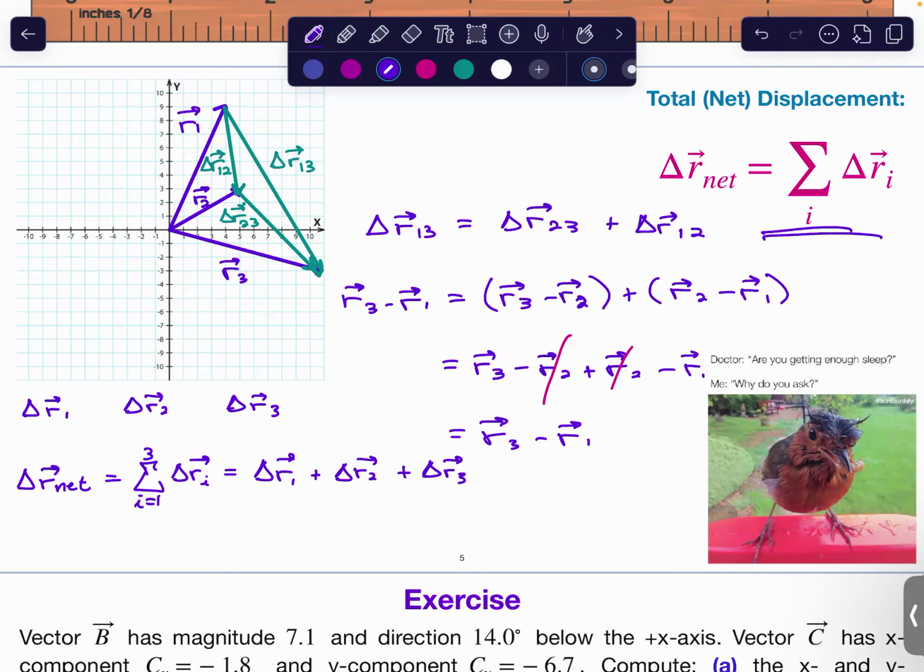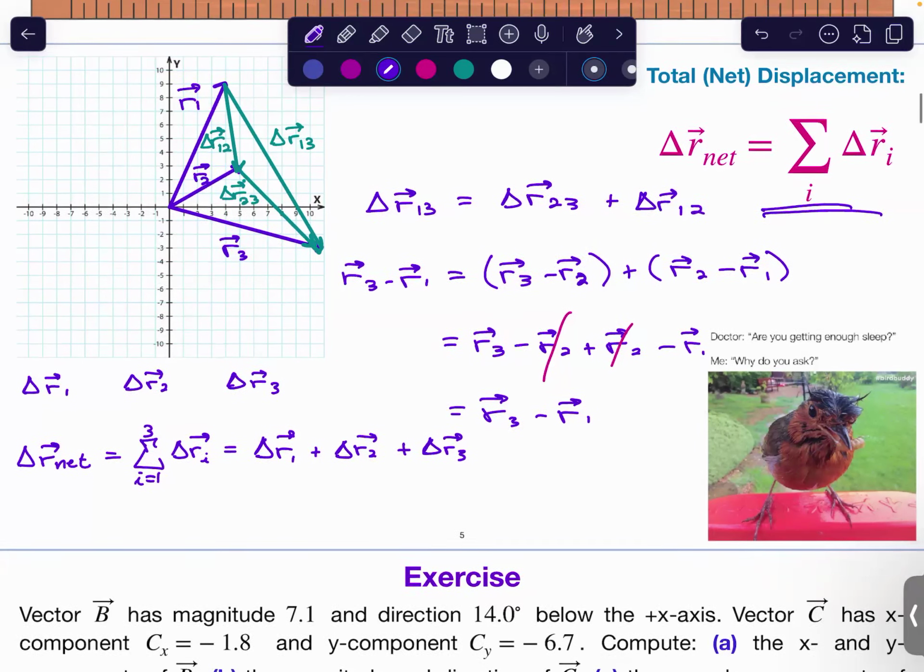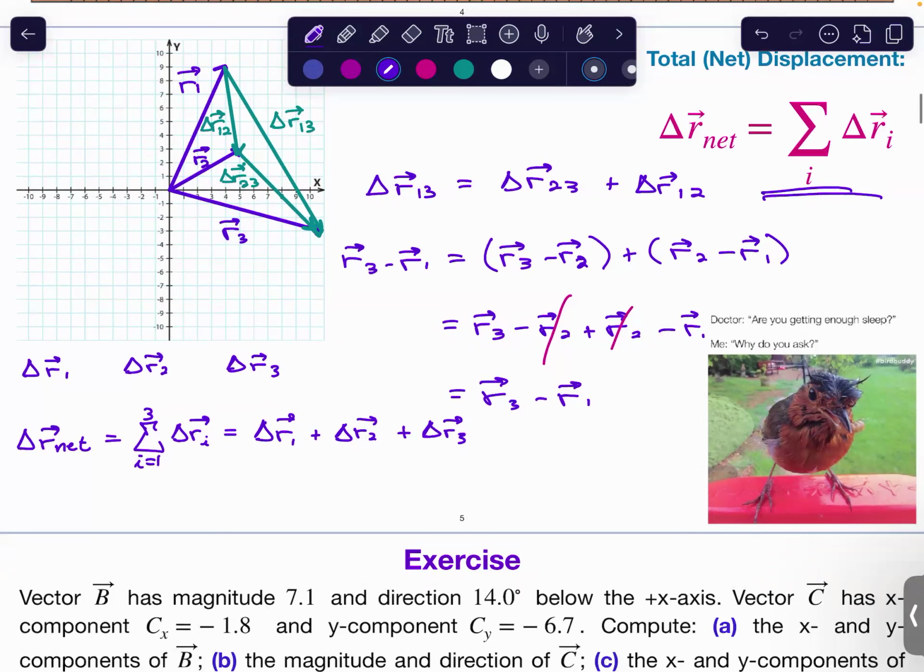How are we feeling? I need an example. I think once you start working problems, it becomes more clear.